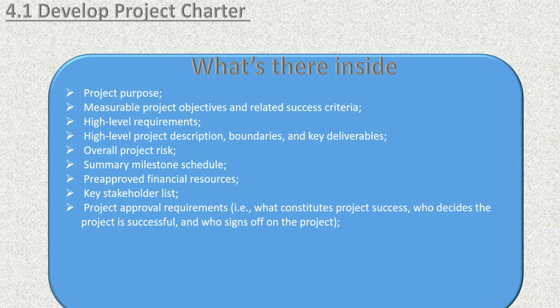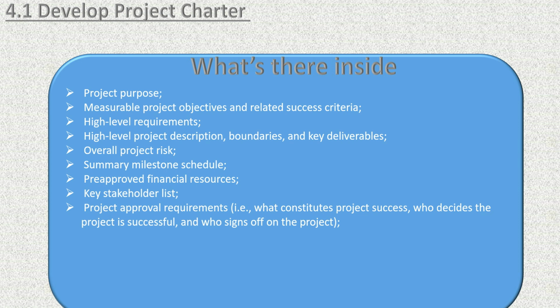Then we have project approval requirements. What constitutes project success? Who decides the project is successful, and who signs off the project? So basically the authority of the project: who has the authority to close the project, who has the authority to cancel the project, right? All these authorities need to be clearly mentioned in the project charter. This will help you in conflict management going forward, okay? Or this will help you as a project manager to take some decisions which are not in your hands, right?